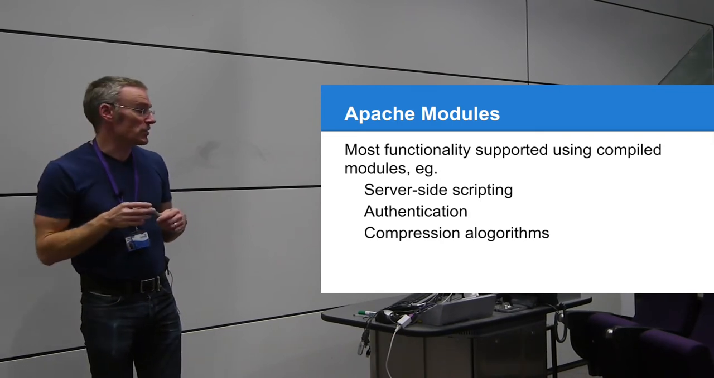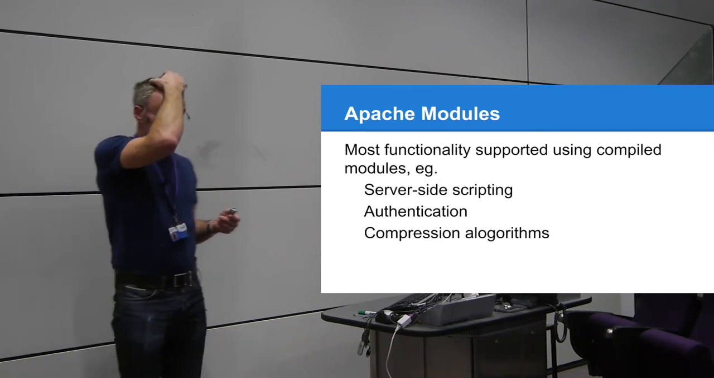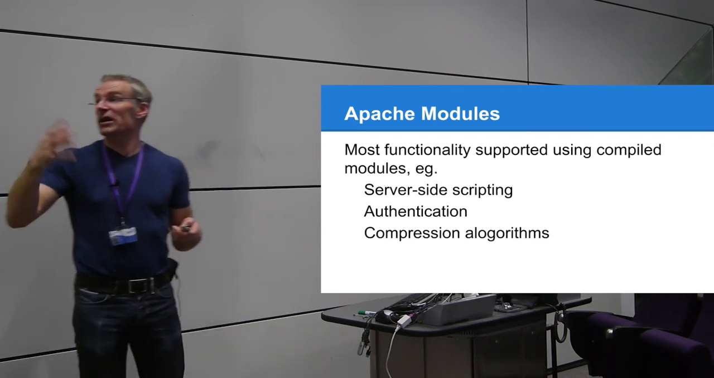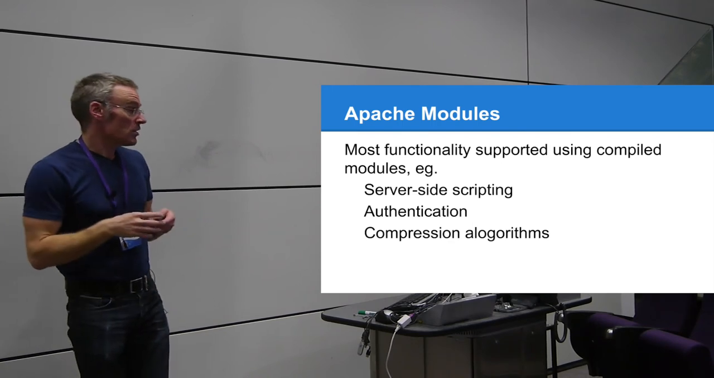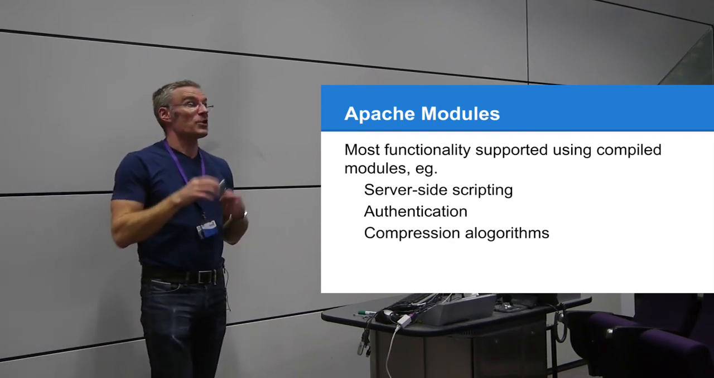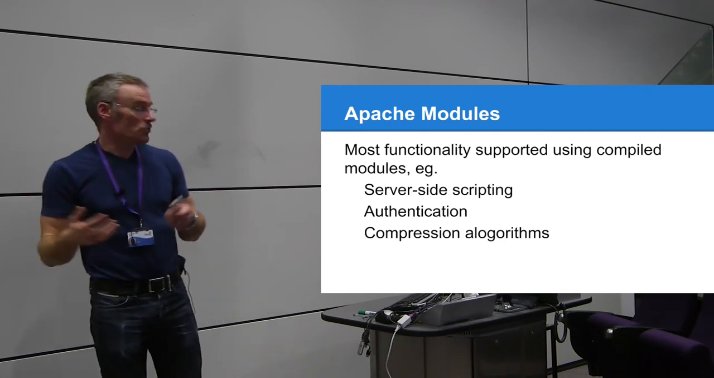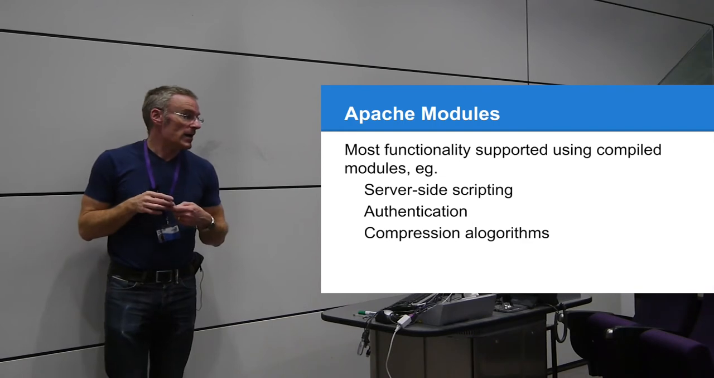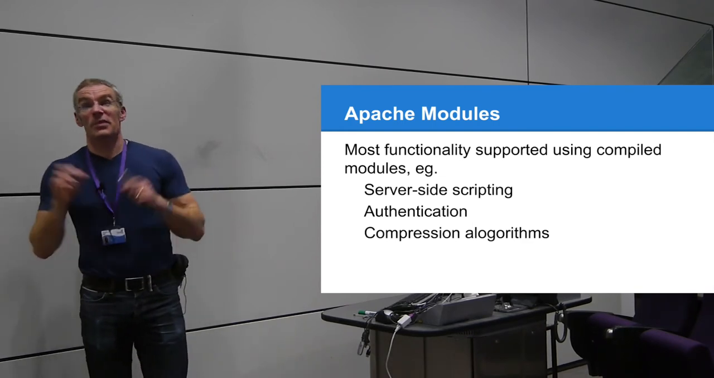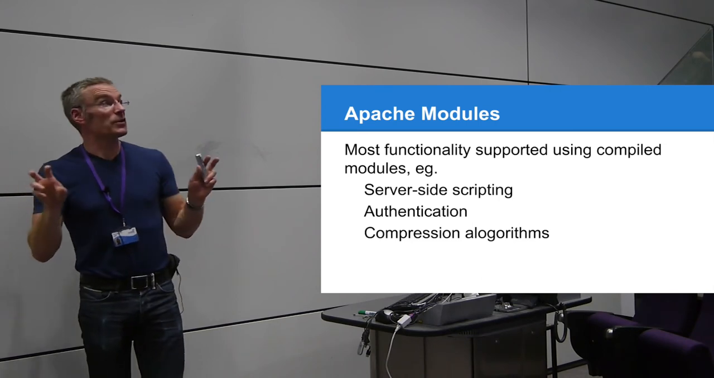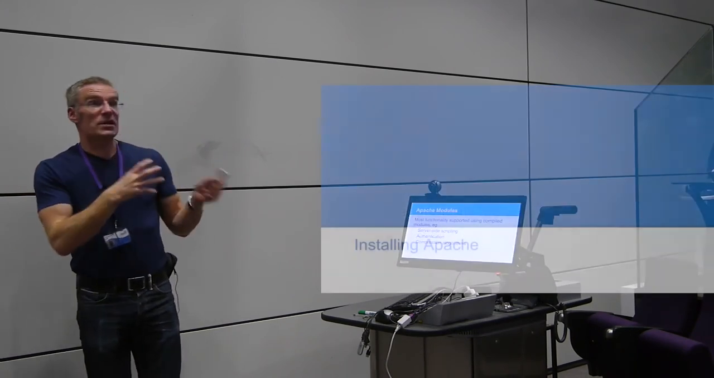We have compiled modules of code to add additional functionality. So if you want to do authentication, which you will want to do for the extension task, you need to install the correct module to get that to work. If you want to use zip to send files, so if the client accepts zip and you want to send zip files, you have to install the compression algorithm on Apache. And if you want to do server-side scripting, like PHP for instance, you've got to make sure the PHP module's installed and configured. So it's a modular system.